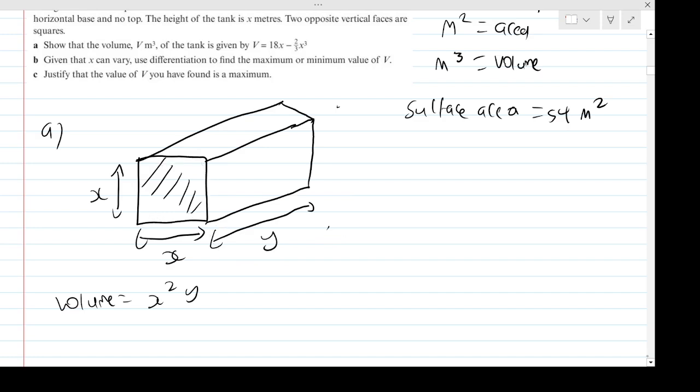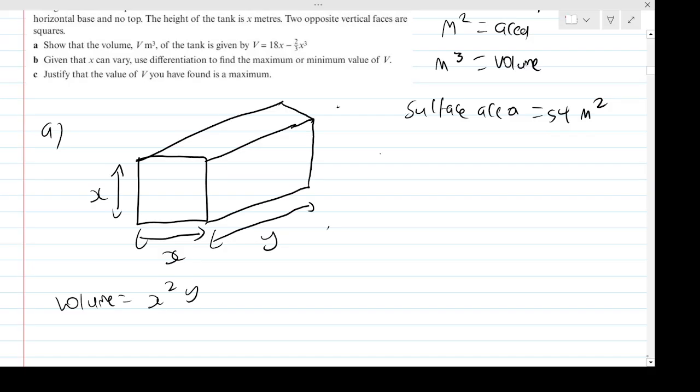So that's my volume. But my problem is, if you look at my volume expression here, it only has x in it. I have a y. I need to find what this y is, right? This is where this surface area is going to come in, and I'm going to need to work that out as well, right? So the surface area overall, all the faces have to add up to 54.